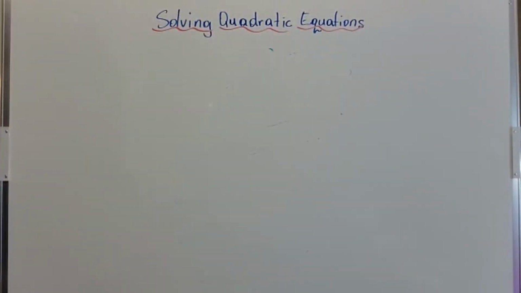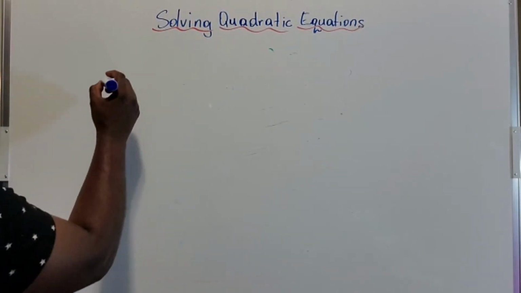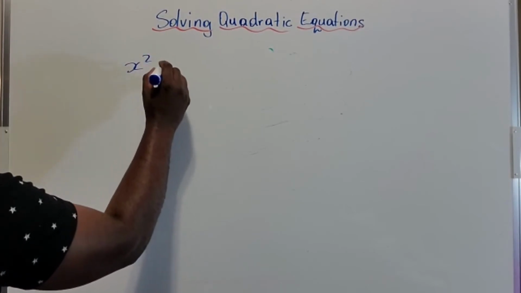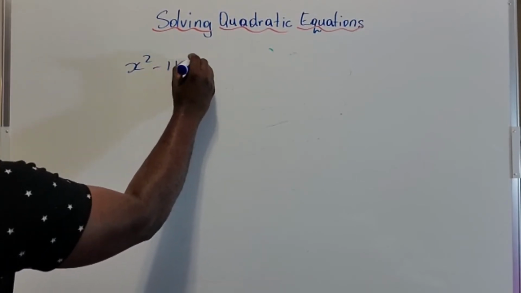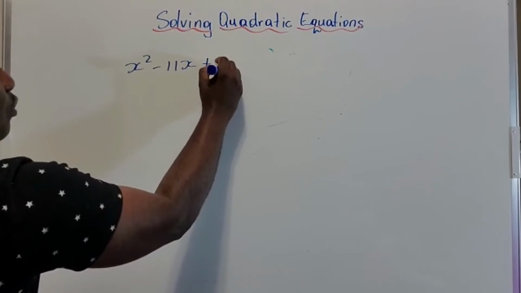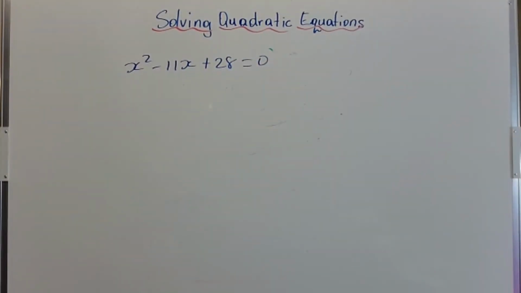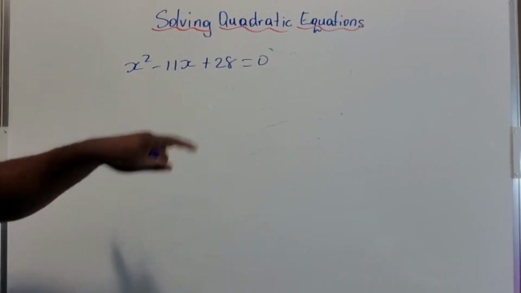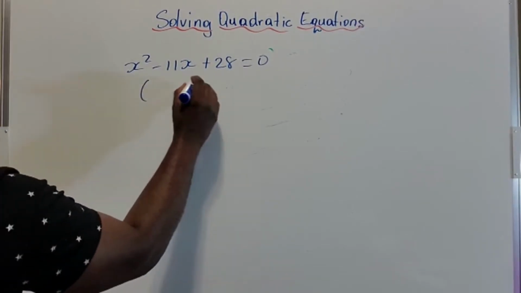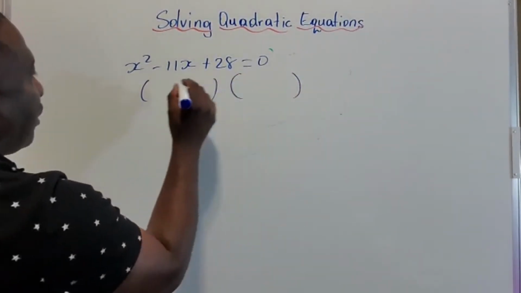Next problem I have here is x squared minus 11x plus 28 is equal to 0. Again, we are going to be factorizing. First, we need to find some factors of 28 such that when they are added together, give us negative 11. I place my brackets here.